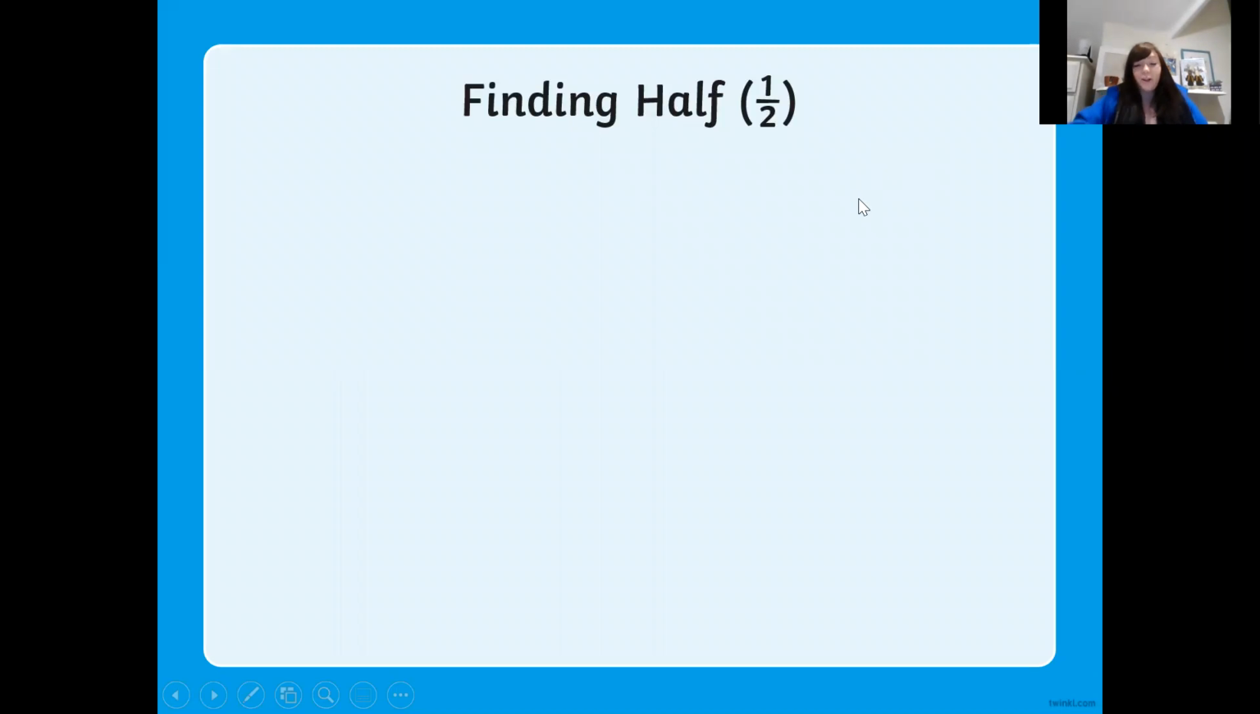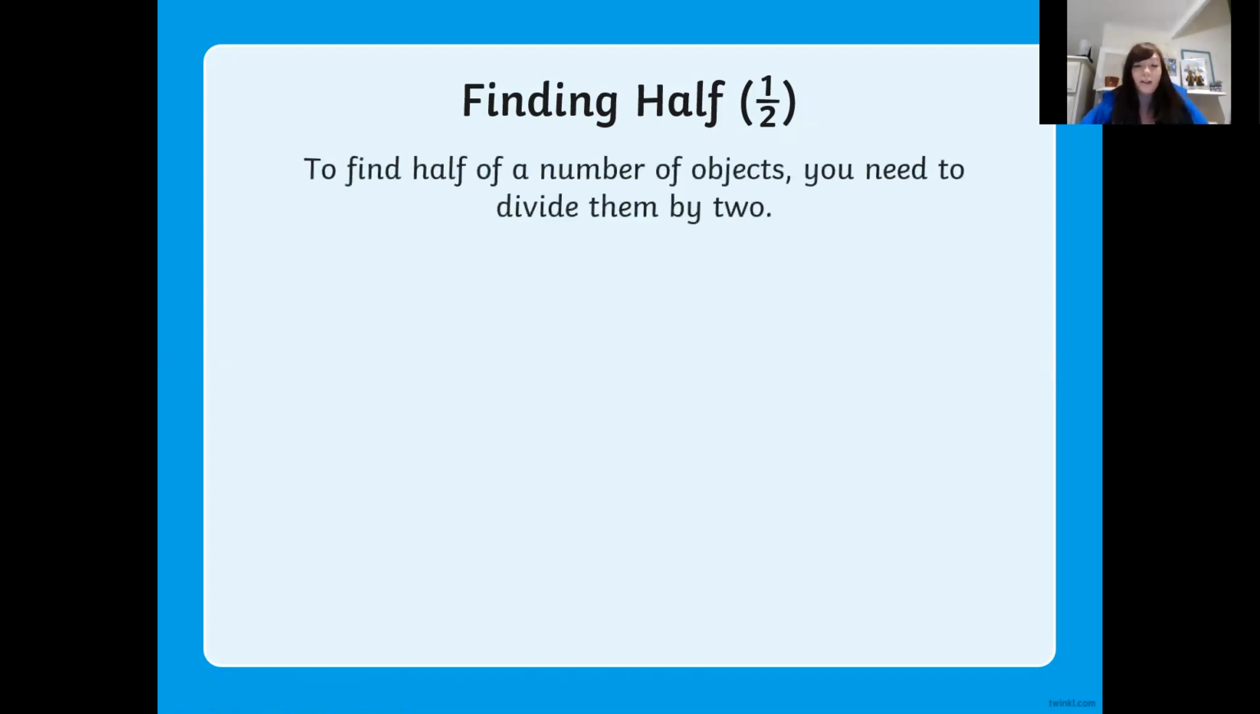The main thing to know when you're finding the fraction of a number is that you're looking at the denominator first. So for finding half, you are dividing the number or the amount by 2 because the denominator is 2. It's being split into 2 equal parts.